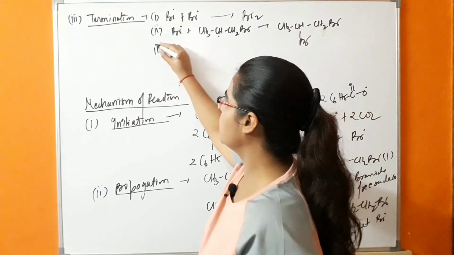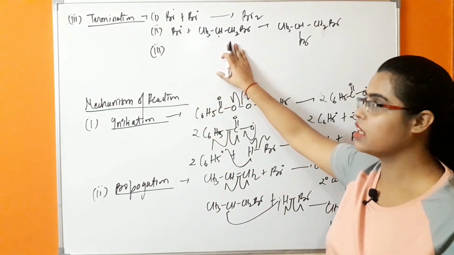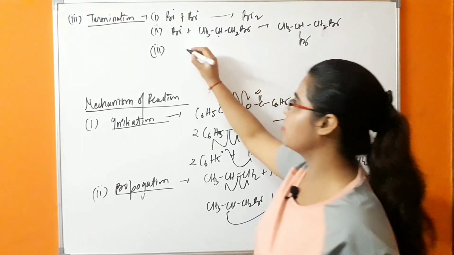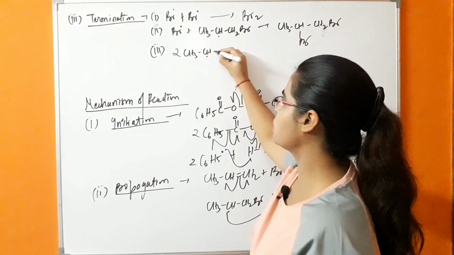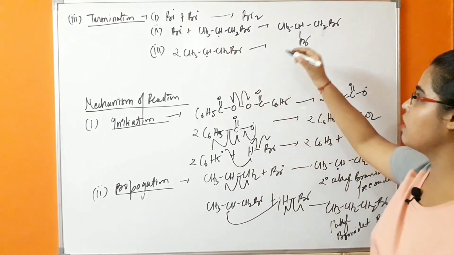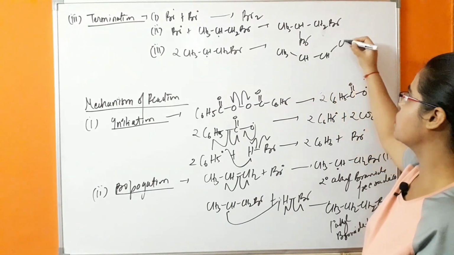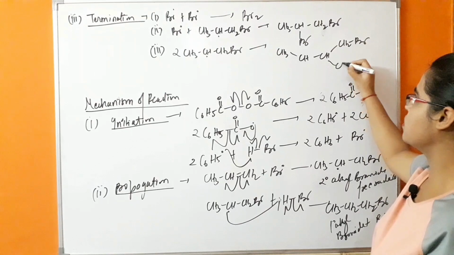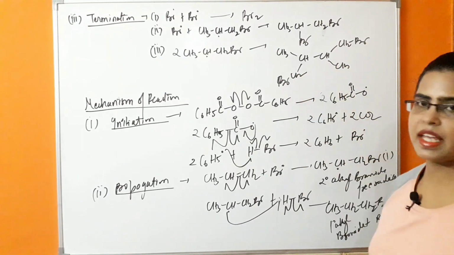Third, these 2 degree alkyl halide free radicals will combine with themselves. So, 2 molecules of CH3 CH CH2 Br will combine with each other. So, there will be formation of CH3 CH CH CH2 Br CH3 CH2 Br.